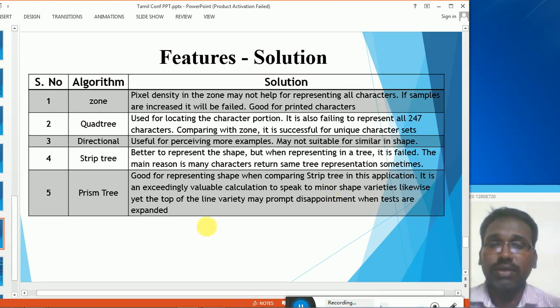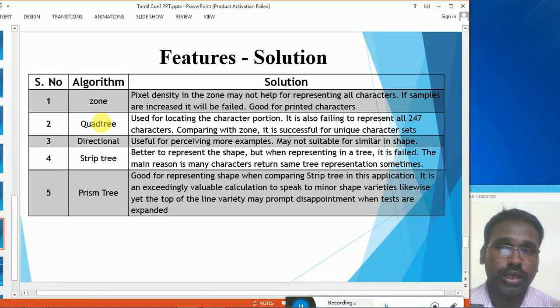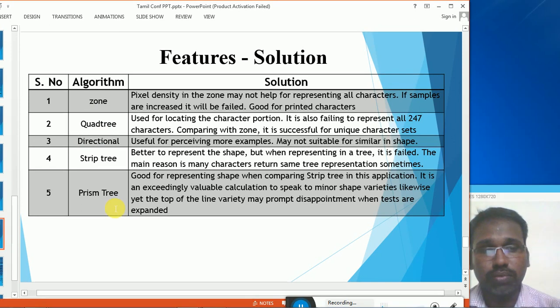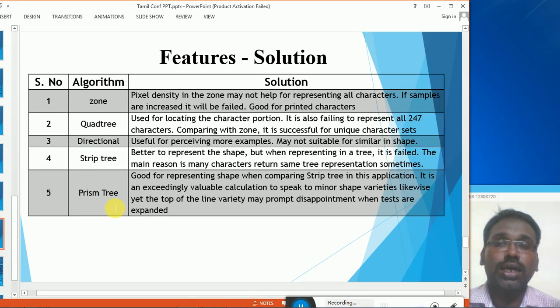But in the end, we need all types of procedures. It may not be zone or quad tree or directional or strip tree alone, but we need a statistical and structural procedure. That is, we need location, direction, and shape procedures for classifying Tamil handwritten characters at the further level.